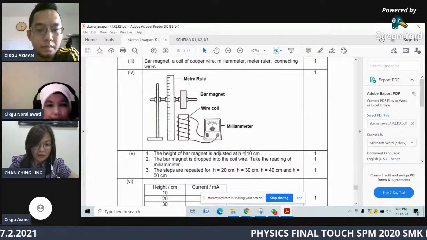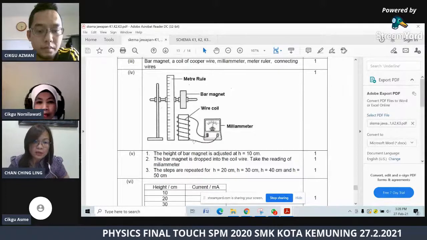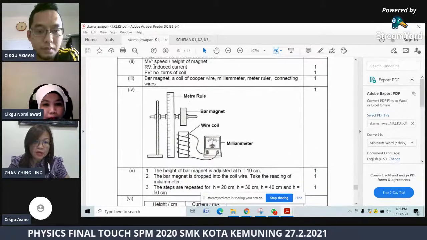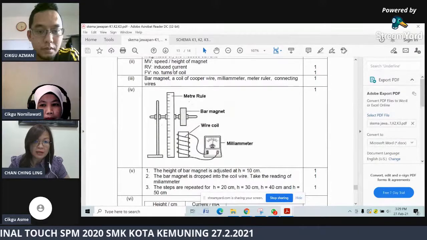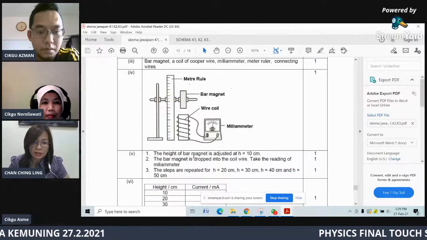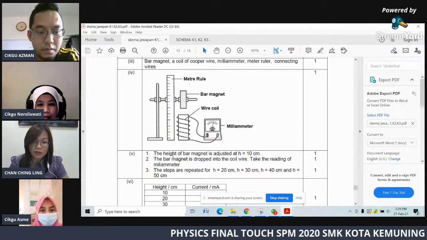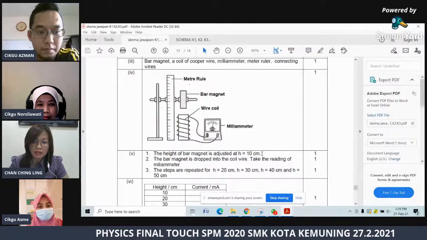Boleh, Puan Chan. Okay, so you look at when you answer for this type of question, your MV, for example, this one, your MV is the height of magnet and then your RV is the induced current. So the first thing when you come to here, just now what Puan Nosilati said is correct. The first thing we have to target our MV. So our MV height we have to adjust to 10 cm.